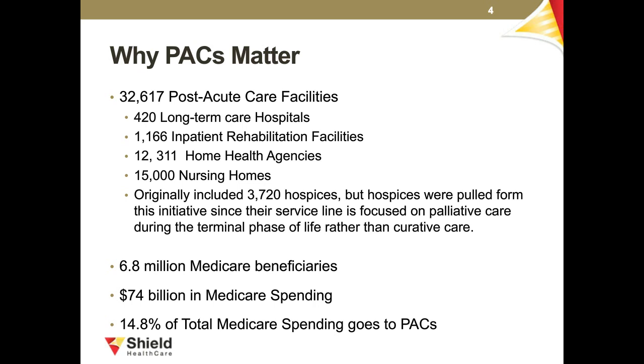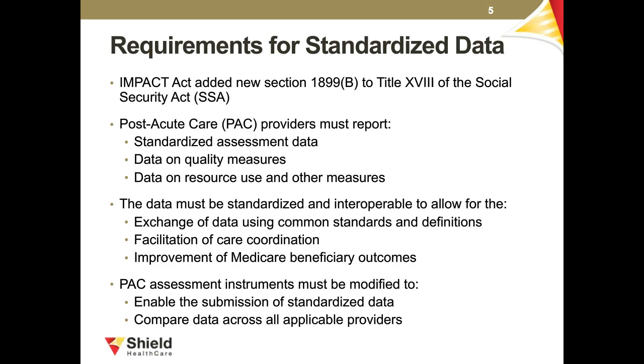So if you looked at it in terms of how it breaks down, about 6.8 million Medicare beneficiaries are involved with post-acute care, $74 million in Medicare spending, and 14.8% of the total Medicare spending across all of spending goes to post-acute care. So it is a significant area.